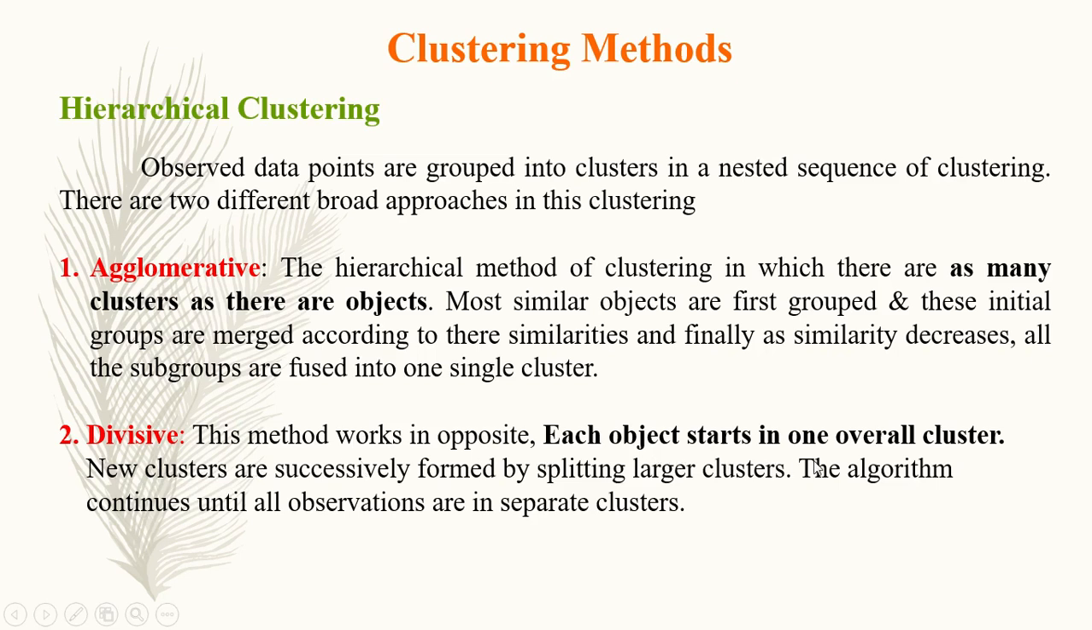Each object starts in an overall cluster. New clusters are successively formed by splitting large clusters. The algorithm continues until all the observations are in separate clusters. We can see here, at the end we have all observations in separate clusters, but in agglomerative, at the beginning we have as many clusters as there are objects. So this is agglomerative and divisive, in the case of hierarchical clustering.